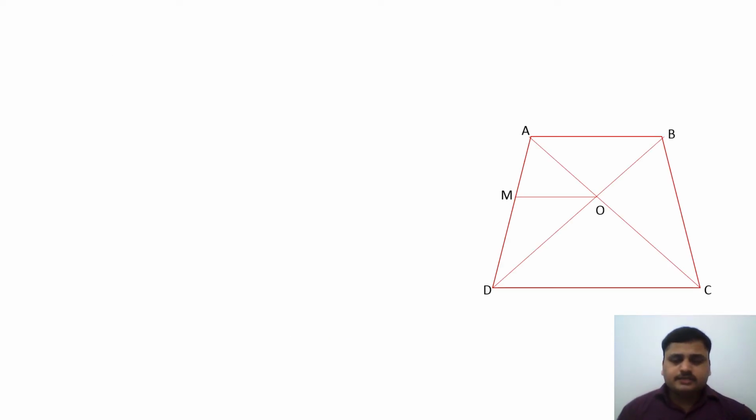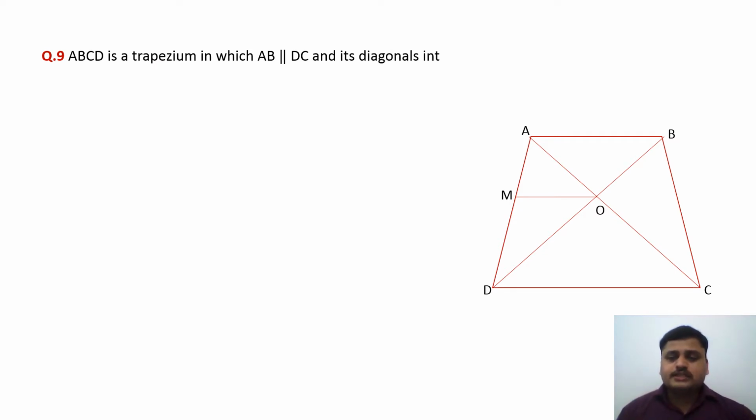You all can see this figure. This is a trapezium which is given in this question. ABCD is a trapezium in which AB is parallel to DC, and its diagonals intersect each other. What are those two diagonals? One is AC, another one is BD. AC and BD intersect each other at point O.